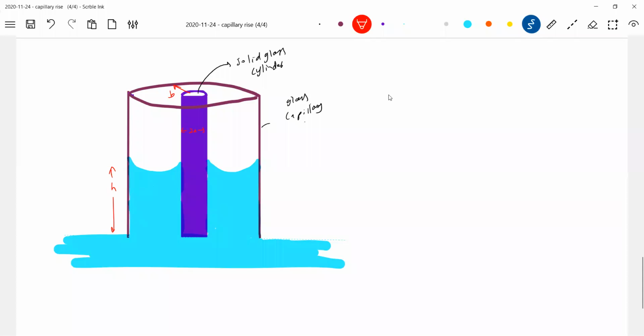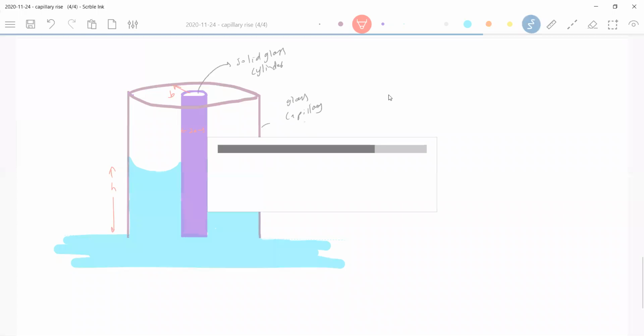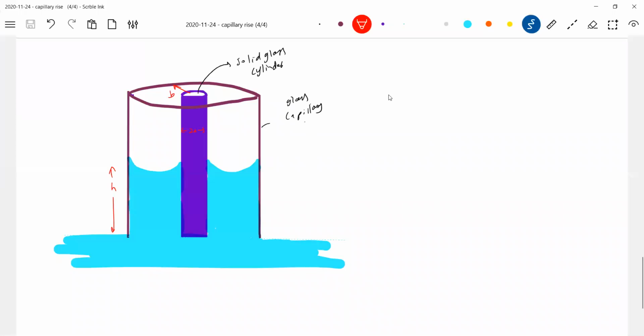I think the first method will be difficult here. So what is the best suitable method? The force due to surface tension. Who will balance the weight of the liquid column? The force due to surface tension. So shall we again proceed here? All of you able to imagine?